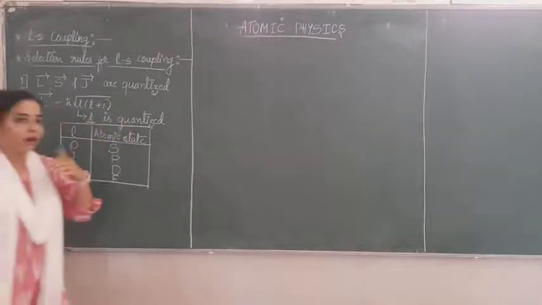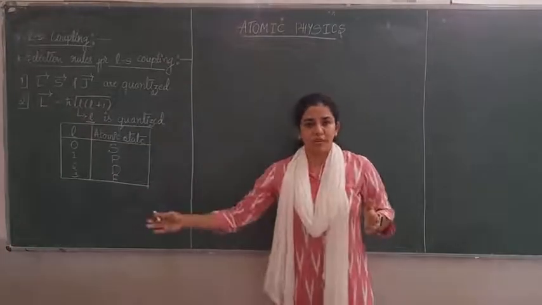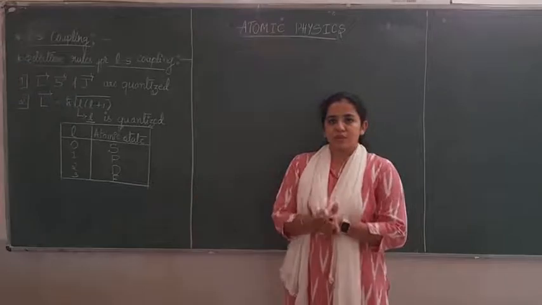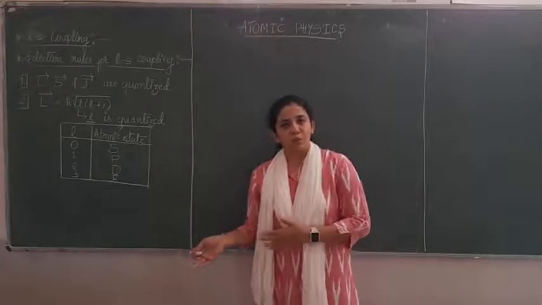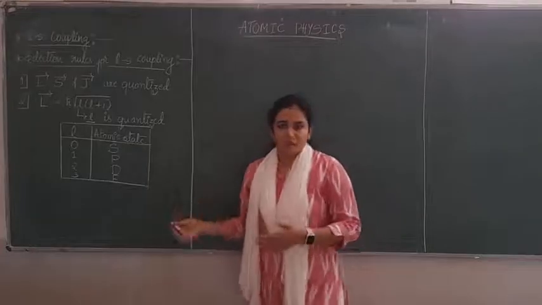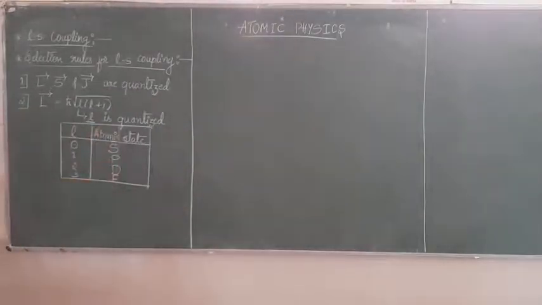While studying the quantum numbers, we have seen the value of l varies from 0 to n minus 1. If the value of l is 0, it is S orbital. Value of l is 1, it is P orbital. 2, it will be D orbital, and so on. Similarly, that can be applied to the atomic states also. So this is the second selection rule for LS coupling.